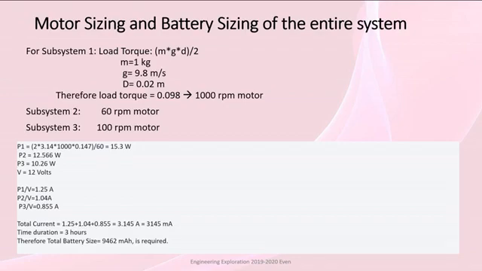Similarly, we calculate for subsystem 2 and subsystem 3 respectively, and we require a 60 RPM motor for subsystem 2 and a 100 RPM motor for subsystem 3. Then we calculate the battery sizing. For battery sizing, we first calculate the power required by every subsystem. For subsystem 1, we require 15.3 watts. For subsystem 2, we require 12.56 watts, and for subsystem 3, we require 10.26 watts.